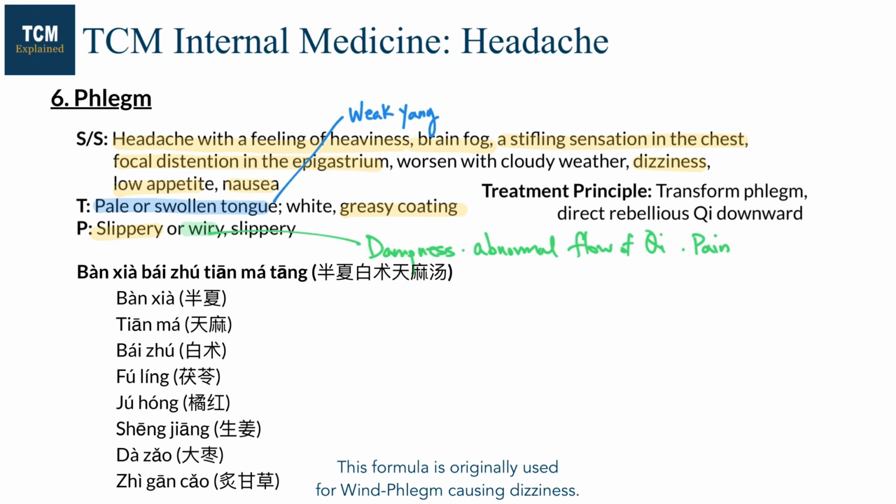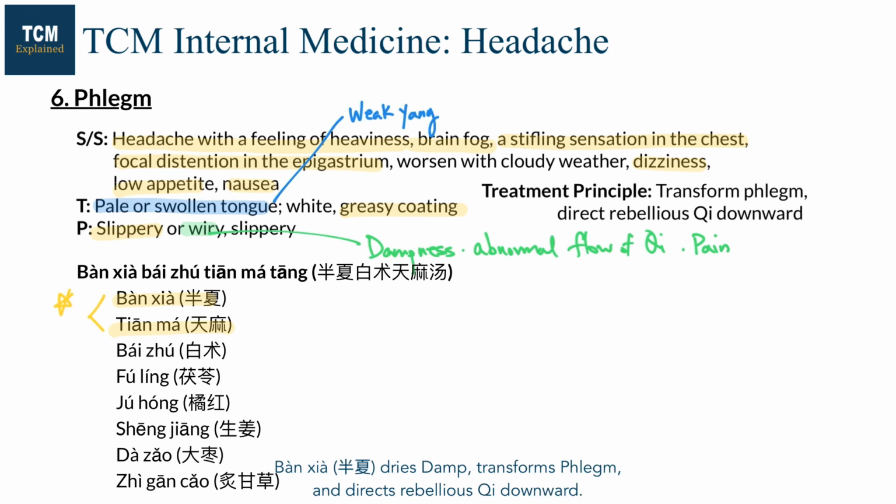This formula is originally used for wind phlegm causing dizziness. One thing to remember is that this wind refers to the internal wind, not the external invasion. So there is no chills and fever, but more pronounced signs and symptoms of internal damp or phlegm. 半夏 and 天麻 are the key herbs.